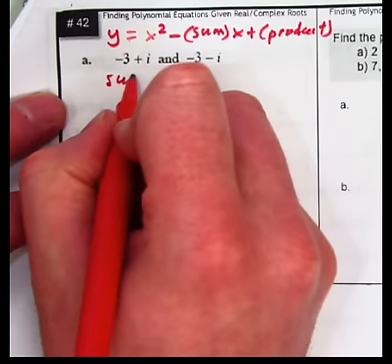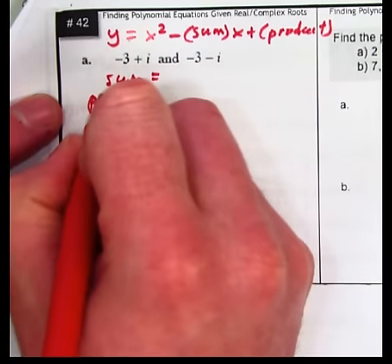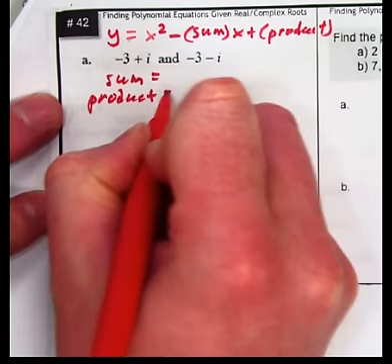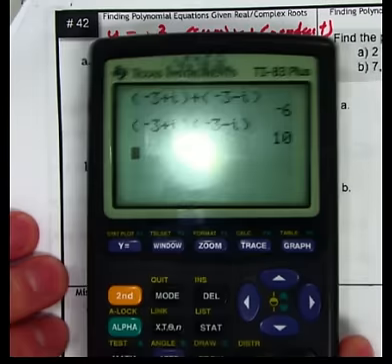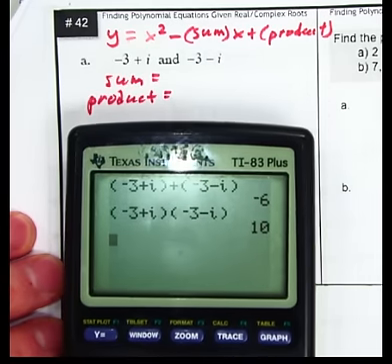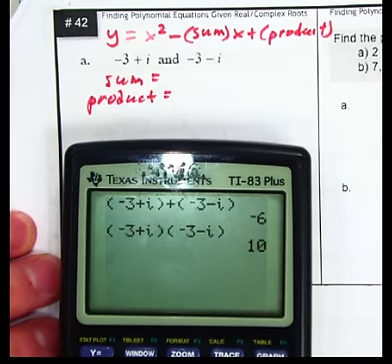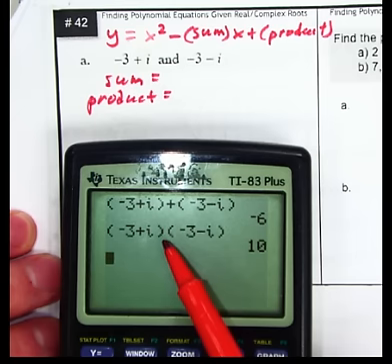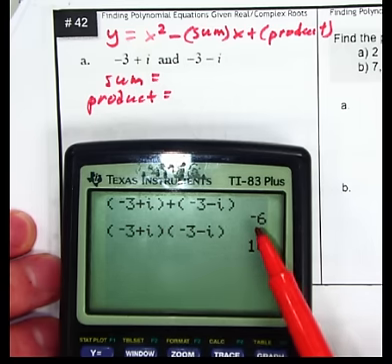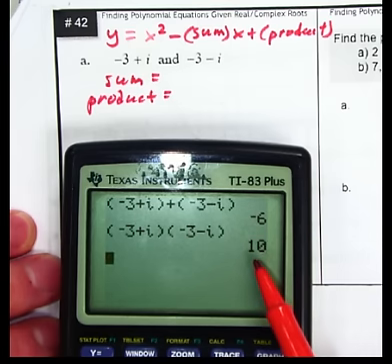So the sum of this is to add them together. The product is to multiply them, and it's really handy to use your calculator on this. We can just simply type them in. So you'll notice when I type these in on my calculator, I put a plus sign in between them once, I put a times in between, or just set them in parentheses, and that shows me the first answer is -6 for the sum, and the product is 10.